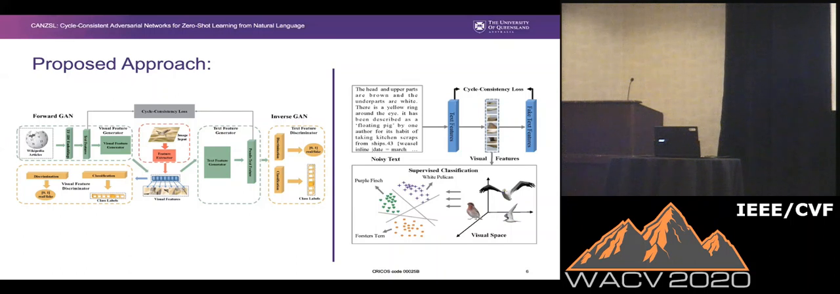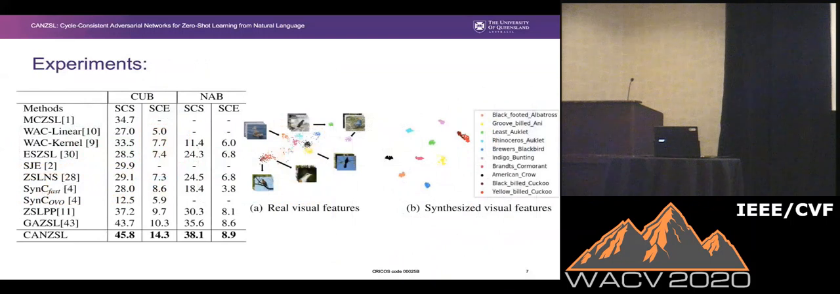We conduct our experiments on two datasets, CUB and NAB, to demonstrate the effectiveness of our proposed approach, and we outperform other state-of-the-art methods by a large margin. We also show the t-SNE visualization of synthesized visual features. It can be seen that the features are inter- and intra-class discriminative.